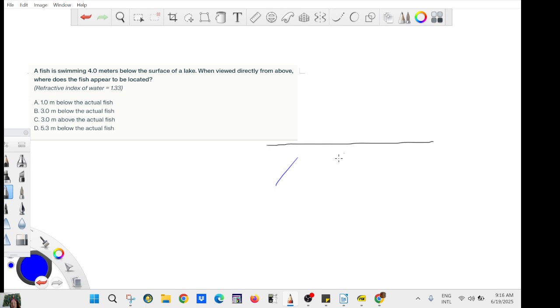So let's say this is the water here, and you have a fish inside. Maybe I'm going to place the fish further down here. And you are here, looking at the fish.